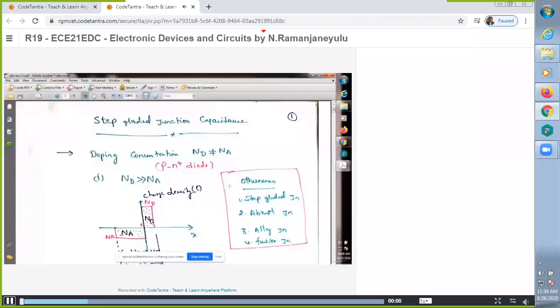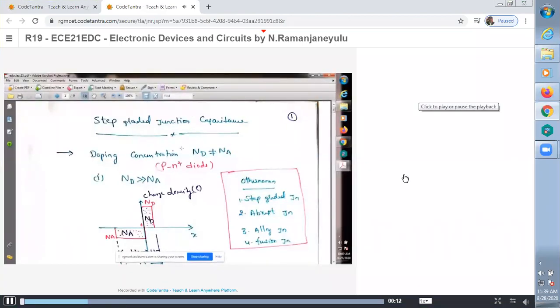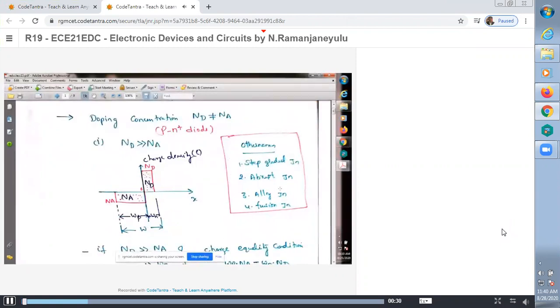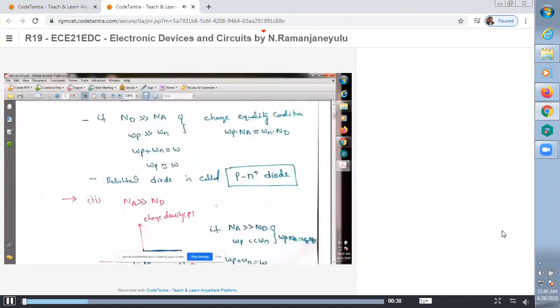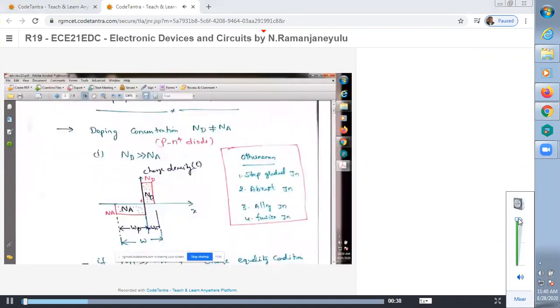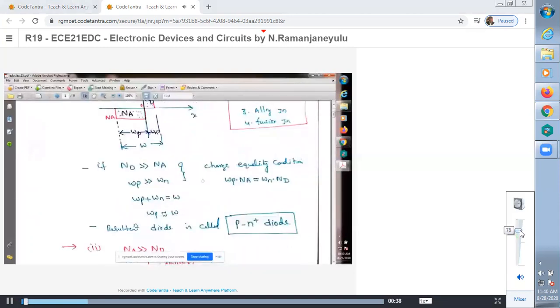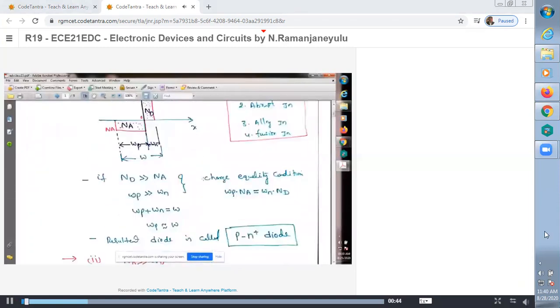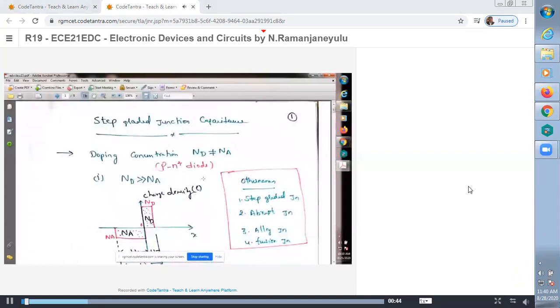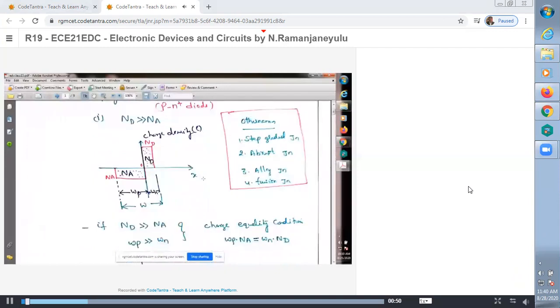In last class, we discussed step graded junction and linear graded junction capacitance derivations, right? Mainly in step graded junction, the doping concentration is not equal, right? There are other names for step graded junction: abrupt junction, alloy junction, or fusion junction, right? And the doping concentration is not equal, Na not equal to Nd. So then we can easily derive the junction capacitance, right?